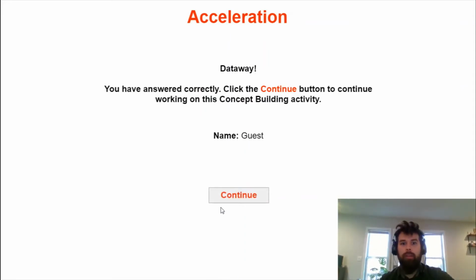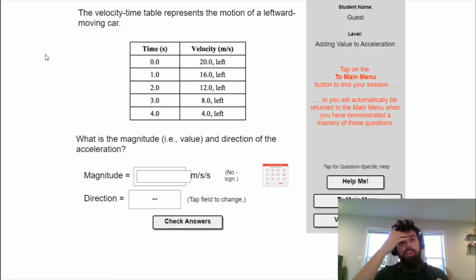All right, let's do it again. Oh, this one's got a table. So the velocity-time table represents the motion of a leftward moving car. What is the magnitude and direction of the acceleration?